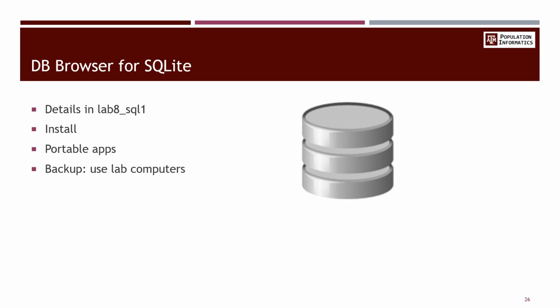In this class, we will be using the DB Browser for SQLite. For your SQL labs and assignments, you will have to install the app. There is a portable app version that does not need to be installed, and all you need is the one file. You can find details in the first SQL lab that you will be doing this week. If you have problems in using your own computer, you can use the lab computers by downloading the portable version.